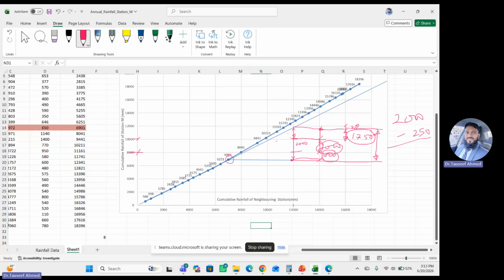I will delete all and just write the single value of delta y. And this is how much? From here to here, this one is 4,750.